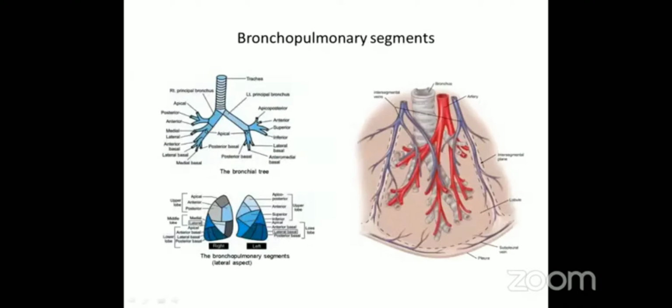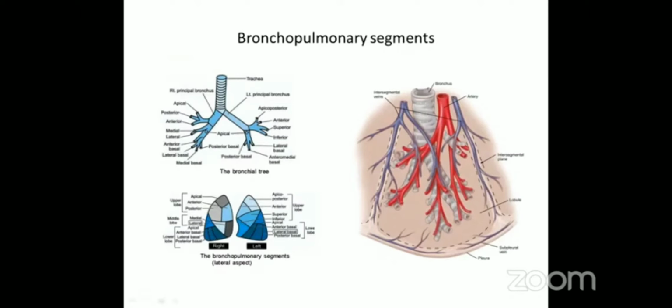One more short note for this is the bronchopulmonary segment. How will you write it? First of all, you will need a well labeled diagram of one bronchopulmonary segment in detail. Then how these bronchopulmonary segments are arranged in the different lobes of the lung. So these three diagrams are very important.